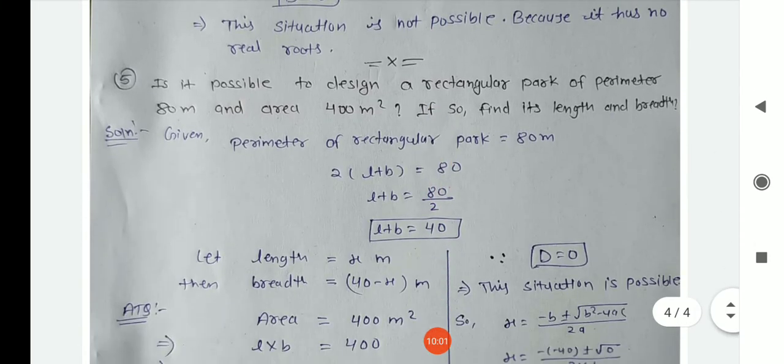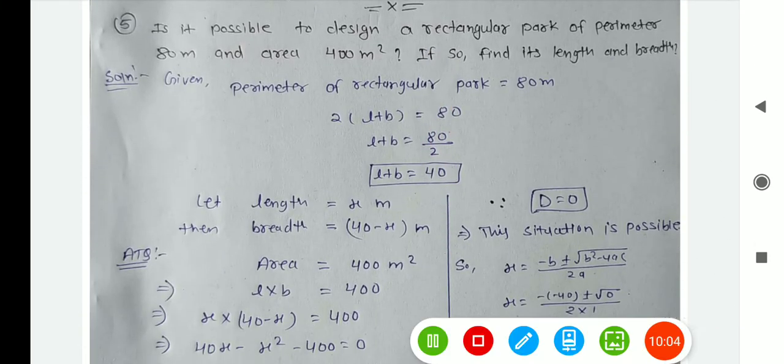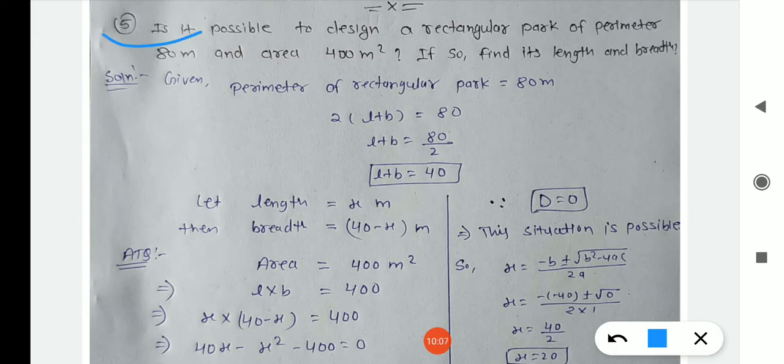Now question number 5: is it possible to design a rectangular park of perimeter 80 meter and area 400 meter square? If so, find its length and width. Okay, so given the perimeter of the rectangular park is 80 meter, so we know that the perimeter of a rectangle is 2 into (length plus width). So length plus width is what? 80 upon 2, it means 40. So I let length be x meter, so width is what? 40 minus x, because the sum of both is 40. So area again given is 400 meter square.